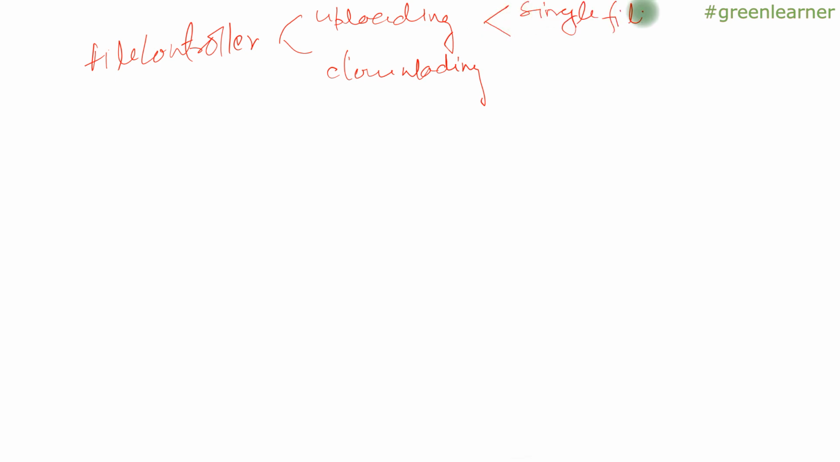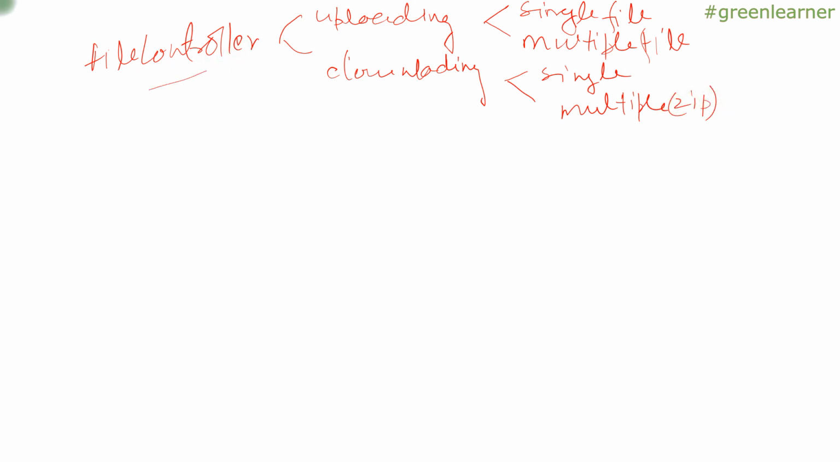This controller is going to take care of uploading. Under uploading, we will have two endpoints, one for a single file and a second for multiple files. The same will be the case with downloading. For multiple, I mean zip download, right? So this is the controller. We will have two functionalities, uploading and downloading, and these are the final endpoints. So we will have four endpoints.